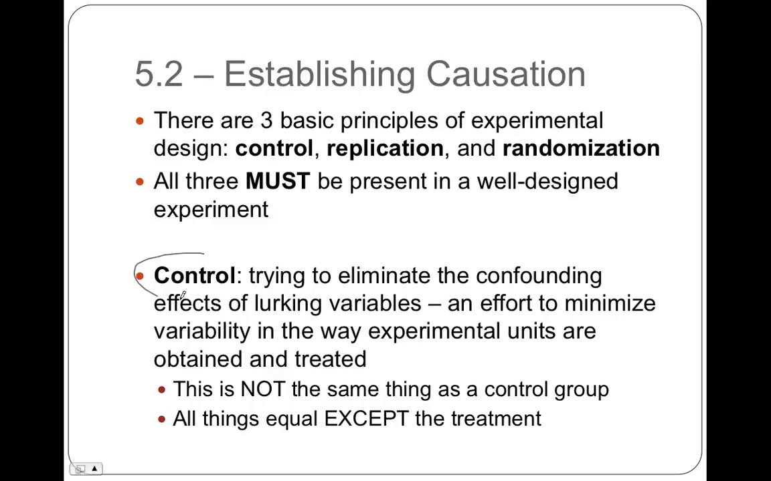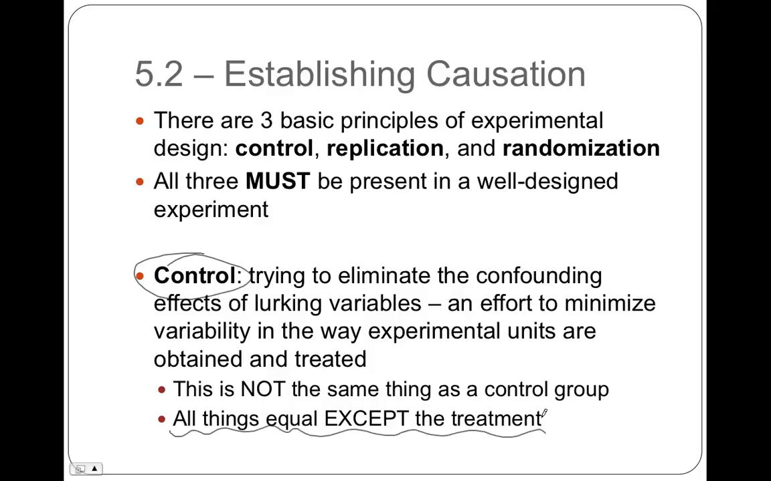So here's the first one, control. Control is when we try to eliminate the confounding effects of lurking variables. The way we do that is by minimizing the variability in the way that experimental units are obtained and treated. In other words, I want everything to be equal except for the imposed treatment. This is not necessarily the same thing as having a control group.